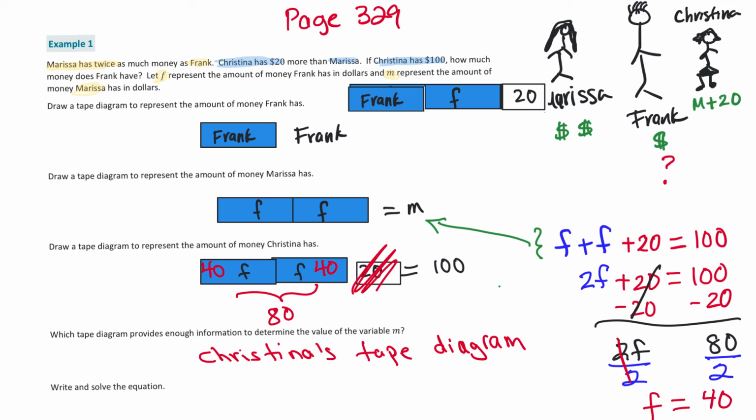Then we go on the other ones and add 40 to each one. So now we know what? Now we know that Marisa had what? How much money? Marisa had twice as Frank, so Marisa had 80. And then Frank had 40. How is that, guys? Isn't that pretty cool that you can do that?